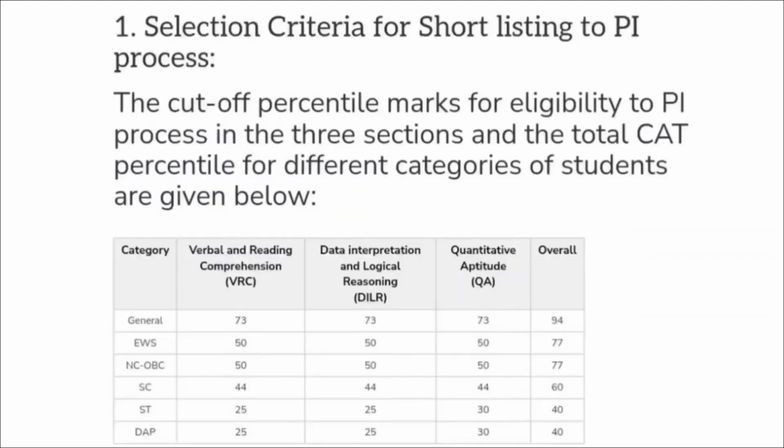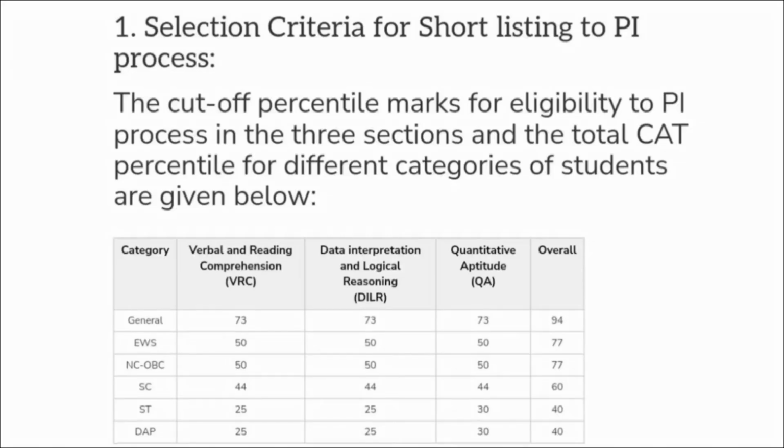If we consider the selection criteria for shortlisting for the personal interview, IIM Udaipur follows the common admission process for admission to its MBA program. The overall cutoffs for the CAP round are 73 percentile in all 3 sections and 94 percentile overall in your CAT entrance examination for the general category. For EWS and NCOBC categories, it is 50 percentile in all 3 sections and 77 percentile overall.